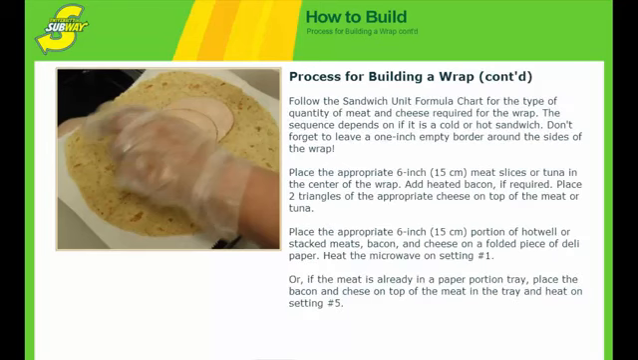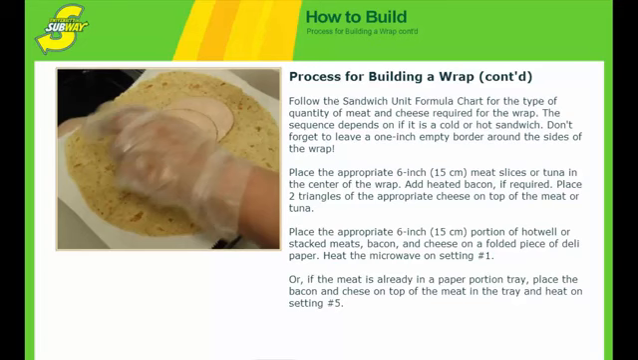Follow the sandwich unit formula chart for the type and quantity of meat and cheese required for the wrap. The sequence depends on if it is a cold or hot sandwich. Don't forget to leave a 1-inch empty border around the sides of the wrap. Place the appropriate 6-inch, 15-centimeter meat slices or tuna in the center of the wrap. Add heated bacon if required. Place 2 triangles of the appropriate cheese on top of the meat or tuna.